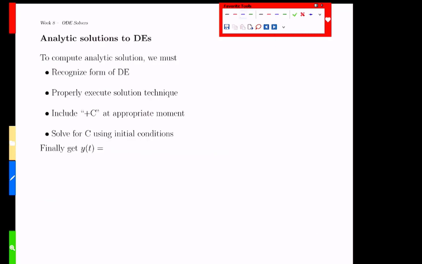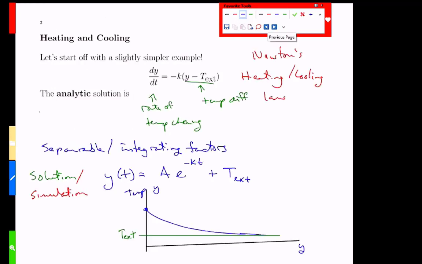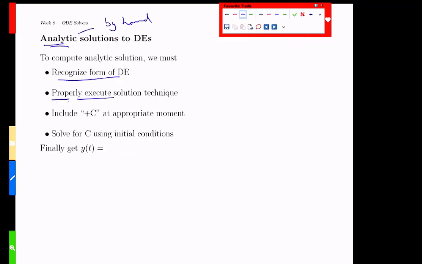Just a reminder of what you would have to do to get these analytic, which is the by hand solutions. You'd have to recognize it as separable. If you were one of the people who did not raise your hands and say, that's separable or linear, then you would stare at that all day and there's nothing you could do, right? If you don't recognize what technique solves this equation, you're out of luck. So that's a problem. You have to properly and accurately execute whatever the solution technique is, i.e. don't make a mistake when you're integrating. You have to include your plus c at the appropriate moment, then you have to solve for c, and so on. And at the end of the day, again, you get this a e to the minus kt plus T exterior.